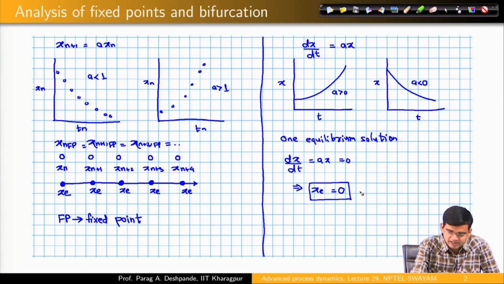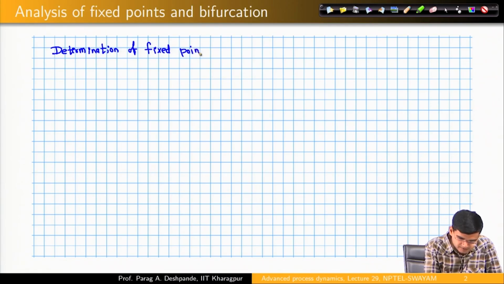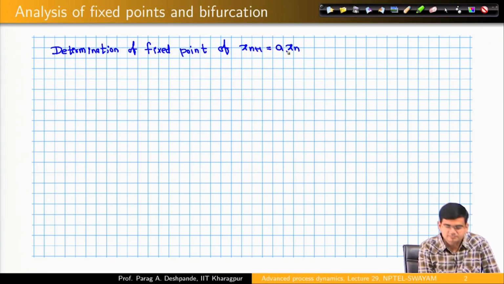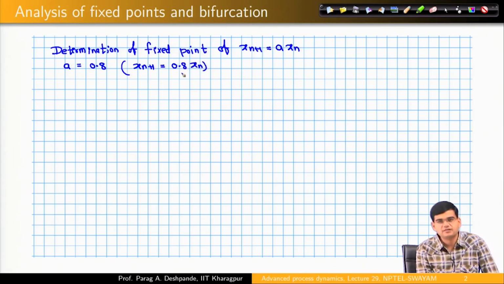Okay. So, let us see how can I determine the fixed point. Determination of fixed point of x n plus 1 is equal to a times x n. Let us first consider the case where a is equal to 0.8, meaning that x n plus 1 is equal to 0.8 times x n, right.